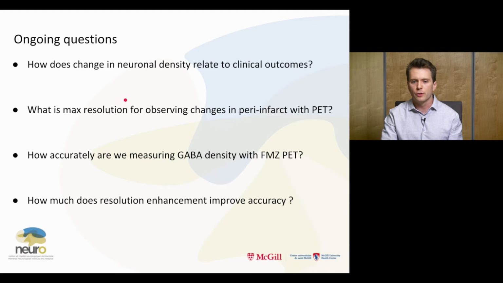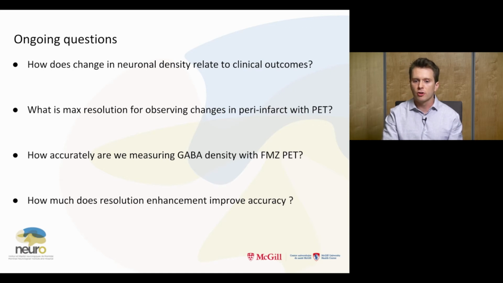But this leads to, of course, many other questions. For one, how do the changes in neuronal density relate to clinical outcomes? This is something that we're still looking into. And within the context of my PhD, the three following questions were especially pertinent. One, what is the maximum resolution at which we can observe changes in the periinfarct cortex? Could we have looked at changes at the 1 millimeter scale to get a more fine-tuned description of what was going on in the periinfarct cortex?